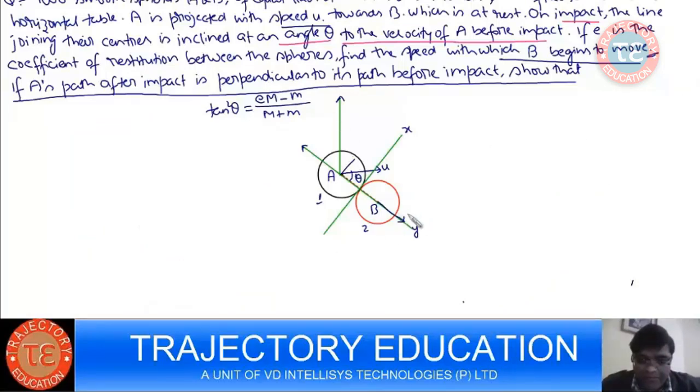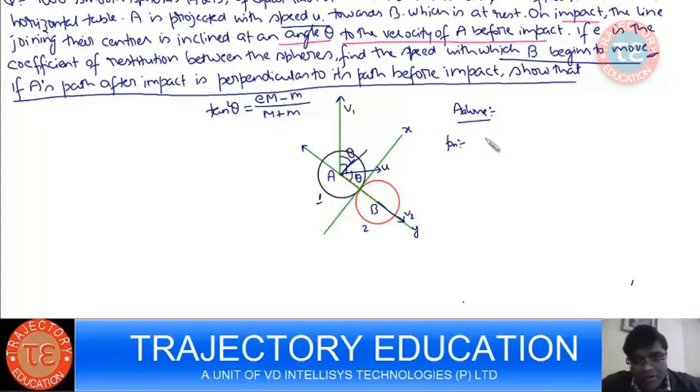So we have a good idea of what the velocities are after collision, right? Say this is V1, this is V2, this is 90 degrees, and this velocity is at angle theta. Now I can conserve linear momentum of body number 1 in the x direction, A alone. I can generate some equation.